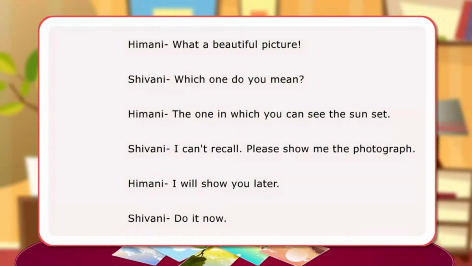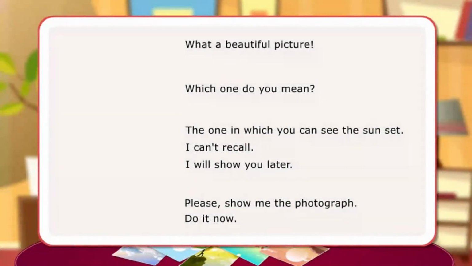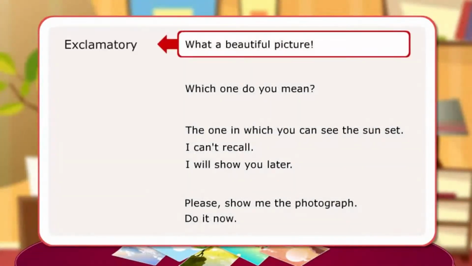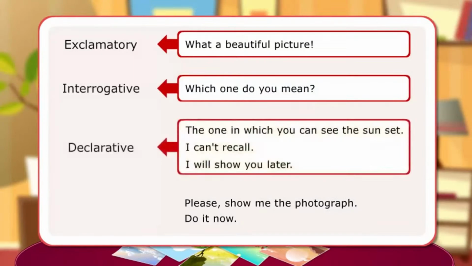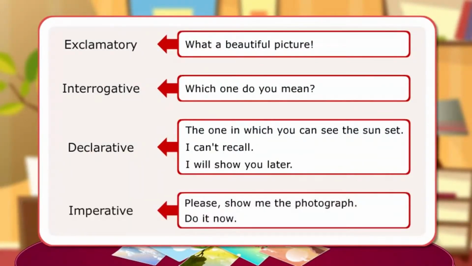The following sentences are examples of different kinds of sentences. Exclamatory: what a beautiful picture. Interrogative: which one do you mean? Declarative: the one in which you can see the sunset. I can't recall. I will show you later. Imperative: please show me the photograph. Do it now.